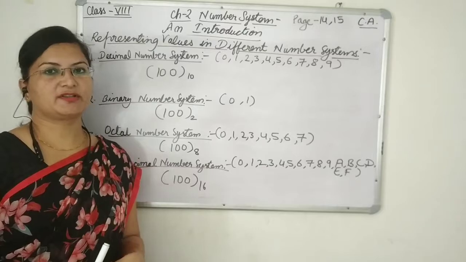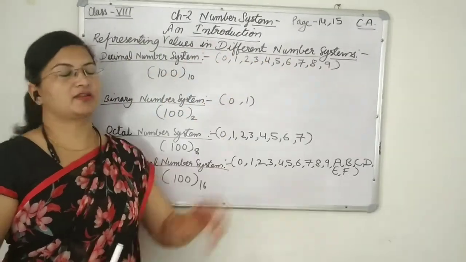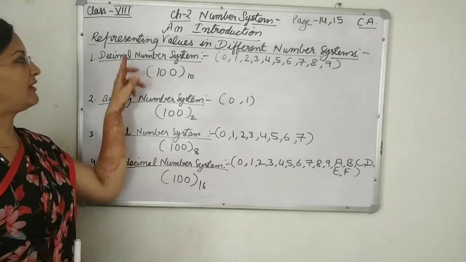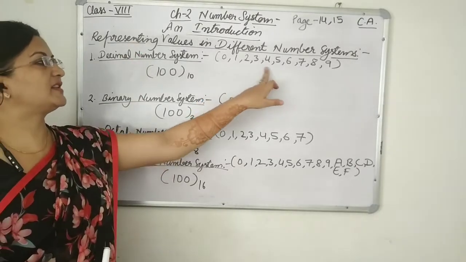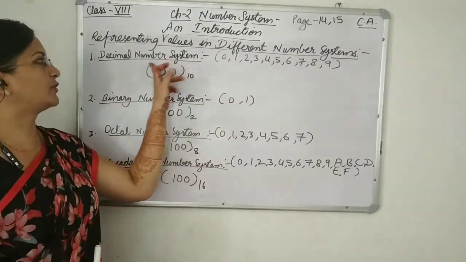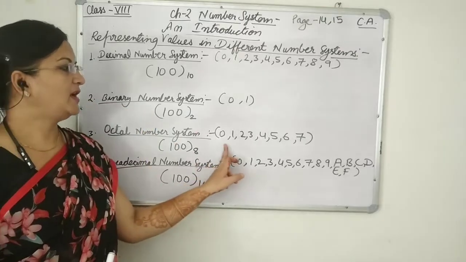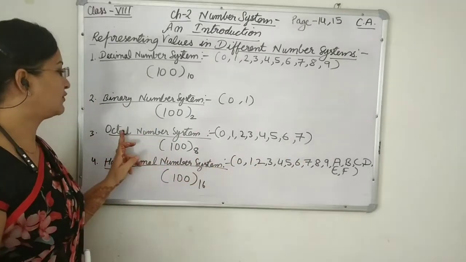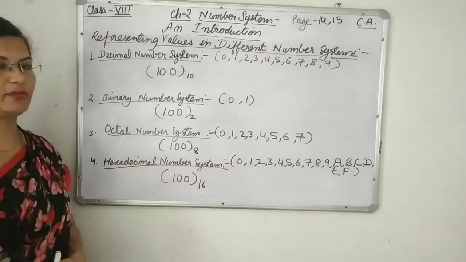So now, students, I will tell you about representing values in different number systems. So, representing values in 4 number systems. You can see these symbols: 10 symbols are used for the decimal number system, 2 symbols are used for the binary number system, 8 symbols are used for octal, and 16 symbols are used for the hexadecimal number system.